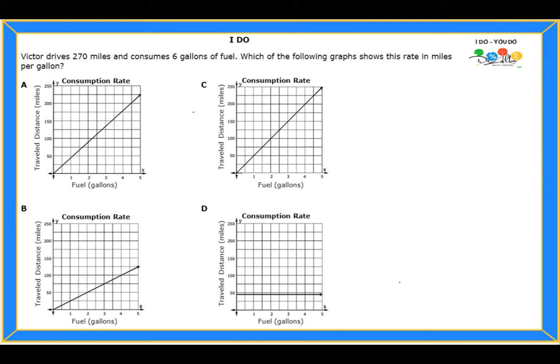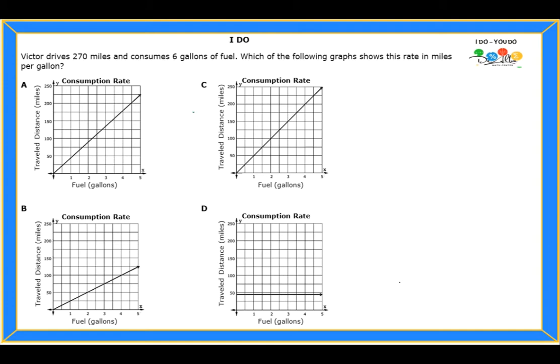Hello students, let's read the problem. It says, Victor drives 270 miles and consumes 6 gallons of fuel. Which of the following graphs shows this rate in miles per gallon?